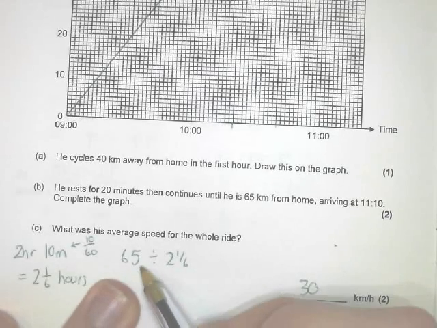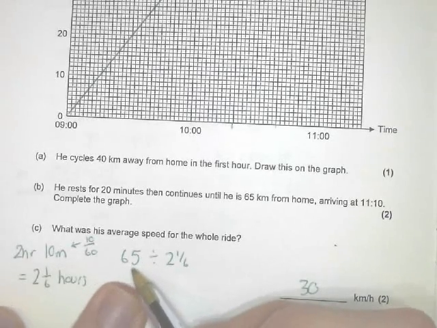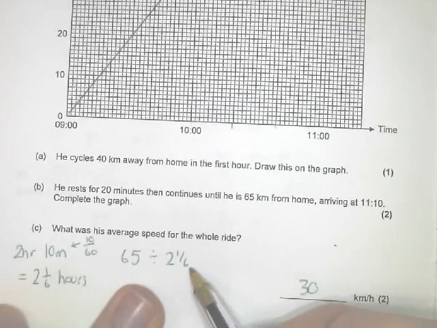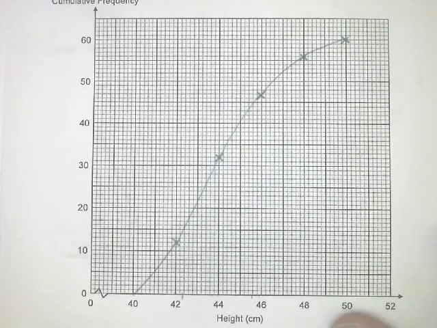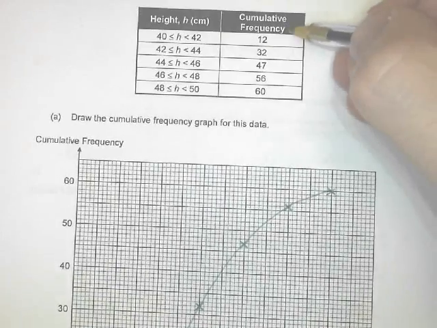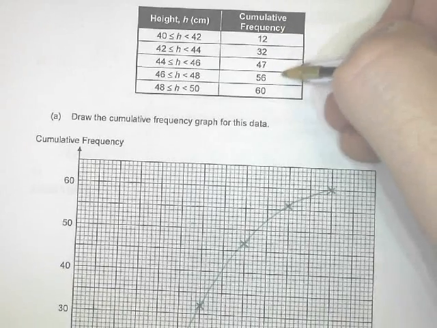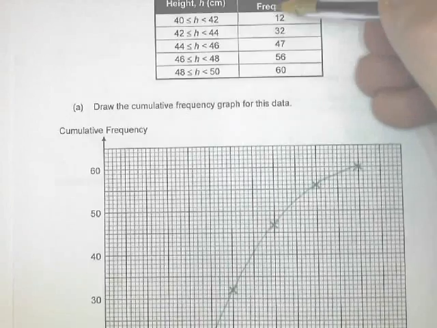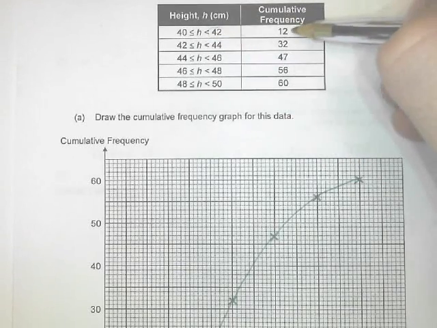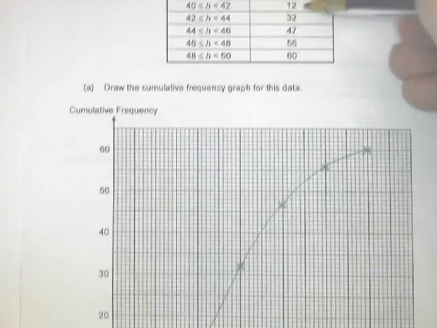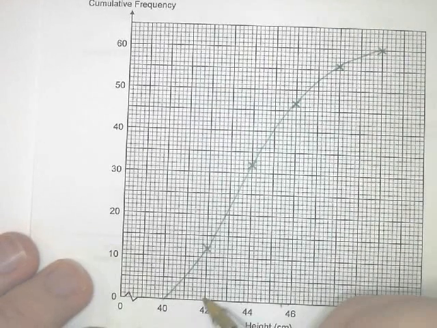2 marks. Cumulative frequency. So what you're looking out for here is they've given you the cumulative frequency already, so there's no adding up to do this time. For each group, you need to make sure that you plotted at the highest number in the group and up to the cumulative frequency. So my first one, along to 42, 44 and up to 32, 46 and 56, 47, 48 and 56, and then 50 and then 60.